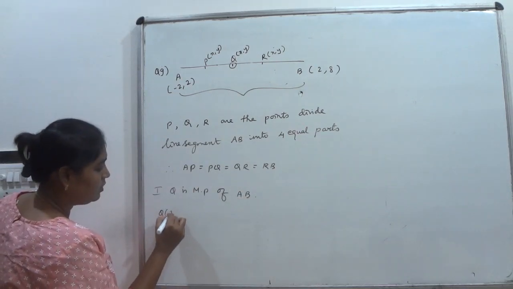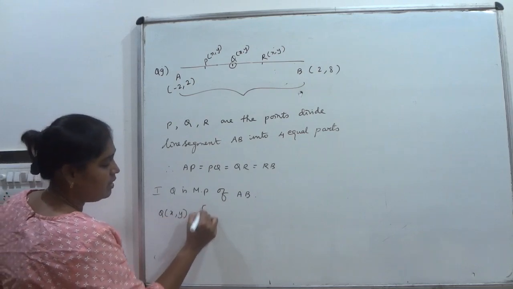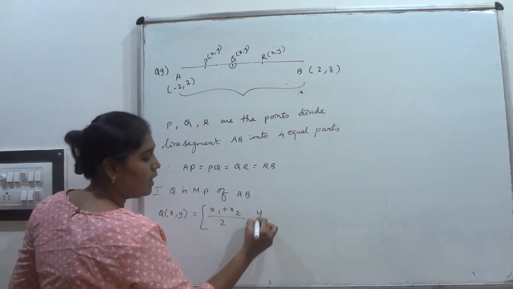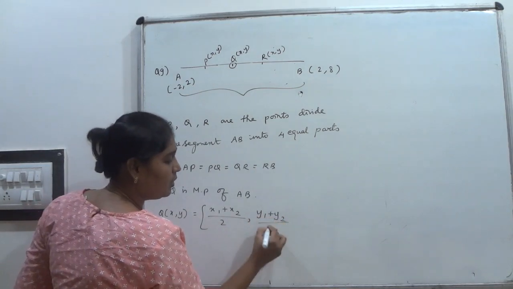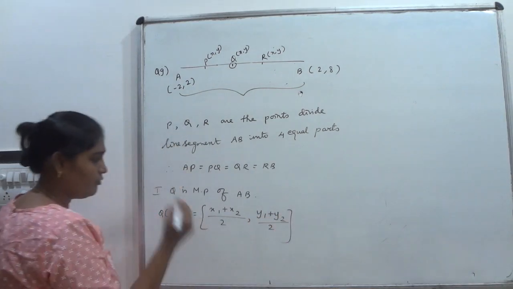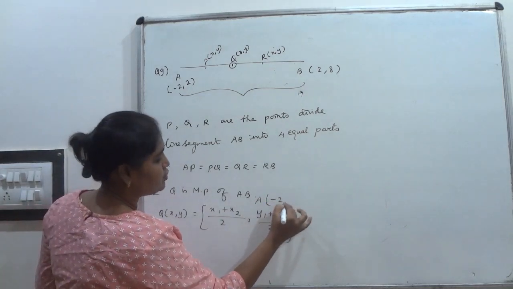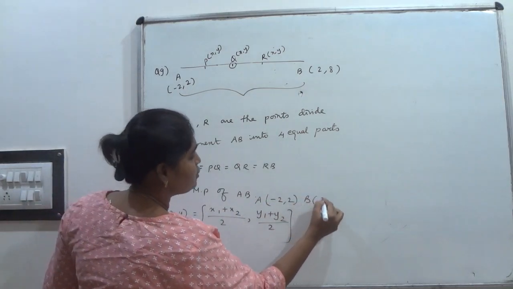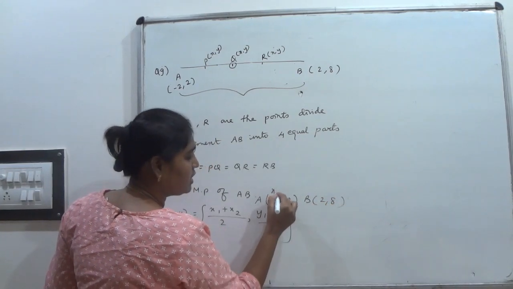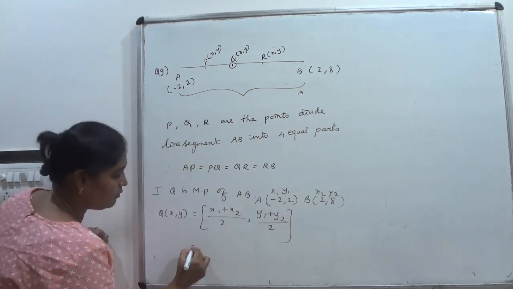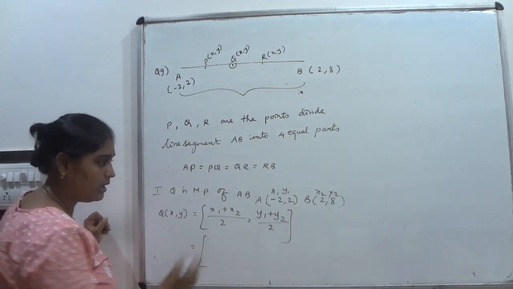You know the midpoint formula? Definitely you know what it is: (x1 plus x2) upon 2, (y1 plus y2) upon 2. So for that you have to write the point A, that is minus 2 comma 2, and B, that is 2 comma 8. Mark it x1 y1, x2 y2. Put the values in the formula.